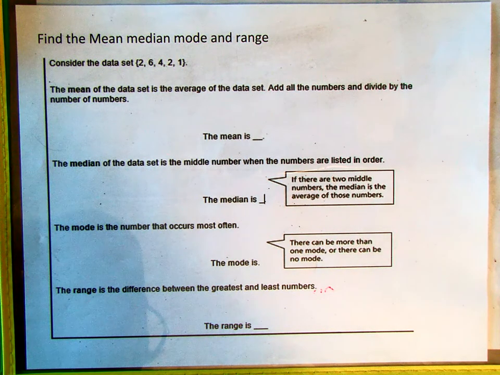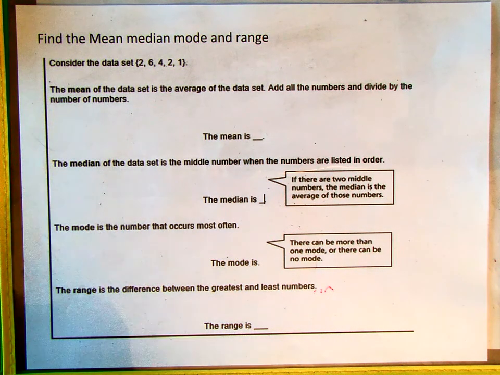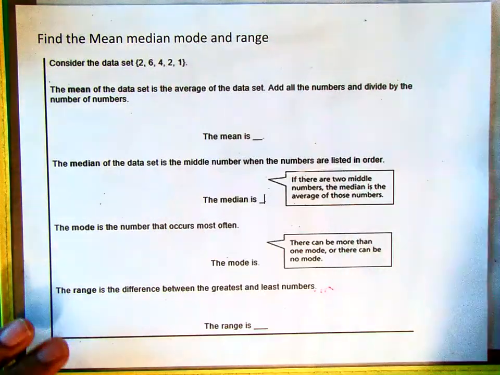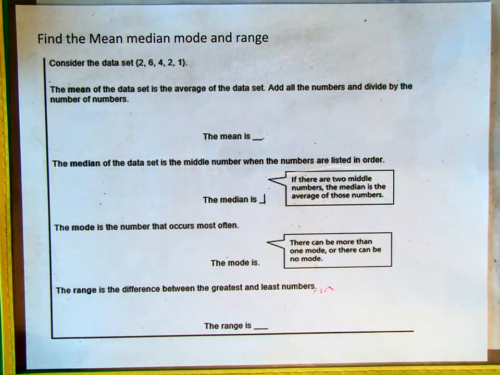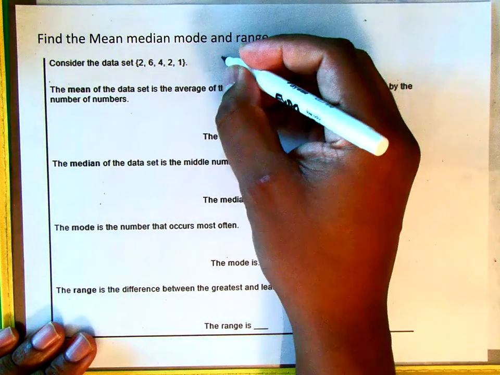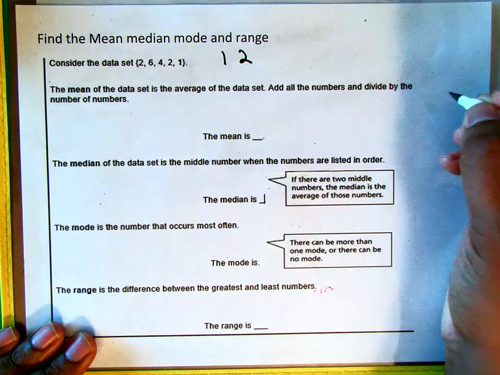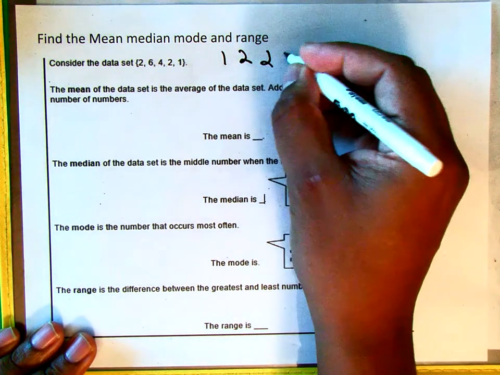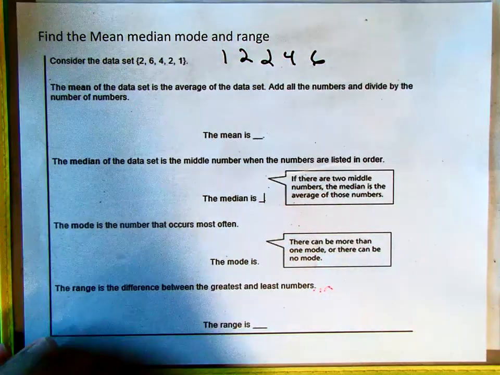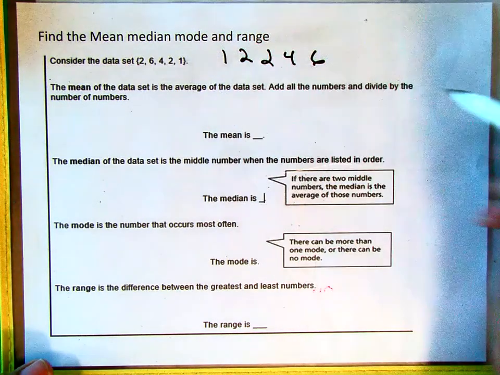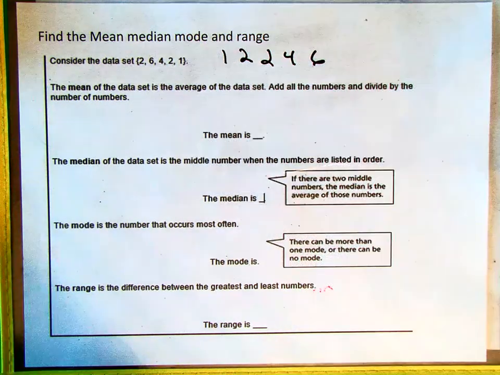So let's get started. Okay, so here's the data set: 2, 6, 4, 2, and 1. The first thing I recommend doing is putting the numbers in order. And you can use the numbers that are in order for all four of these.